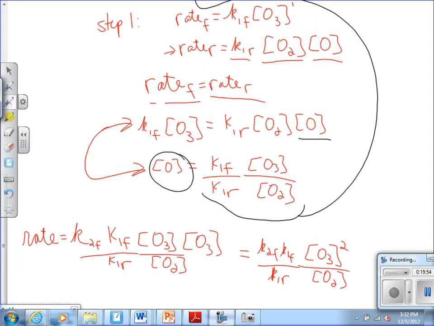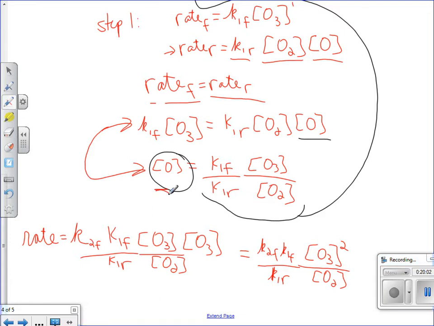Okay, I did it. I plugged it in. If you wanted to pause, you could pause before you look at this. Try to solve it on your own. We substituted oxygen into the rate law, and I get this. That is my rate law.